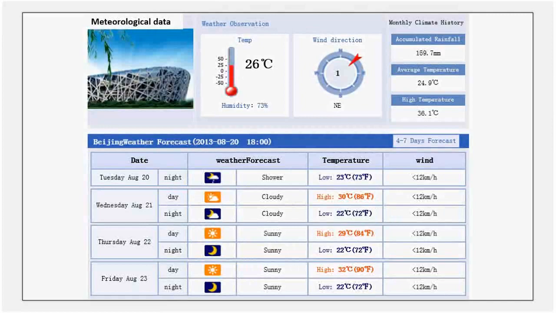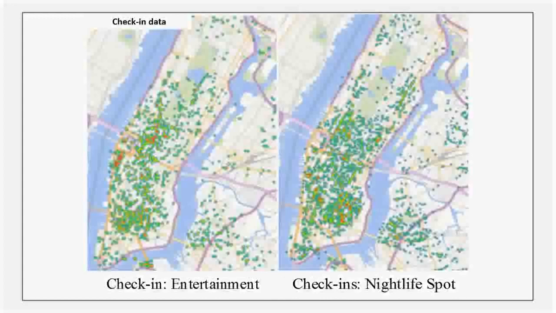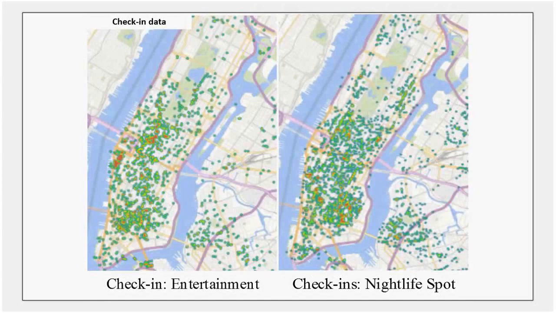Check-in data is another kind of human mobility data in the city. As we know well, people have been to a place. This figure shows the check-in data in Manhattan on two categories. One is entertainment, another is nightlife sports. So this is a citywide human mobility data.